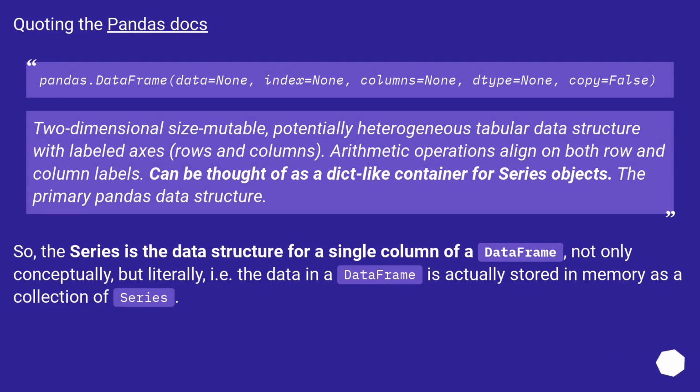Quoting the pandas docs. pandas.DataFrame(data=None, index=None, columns=None, dtype=None, copy=False): two-dimensional, size-mutable, potentially heterogeneous tabular data structure with labeled axes, rows and columns. Arithmetic operations align on both row and column labels. Can be thought of as a dict-like container for series objects. The primary pandas data structure.